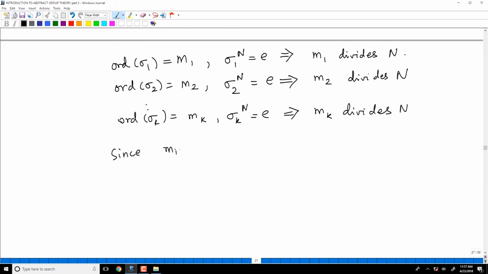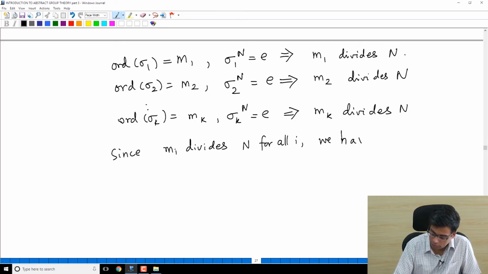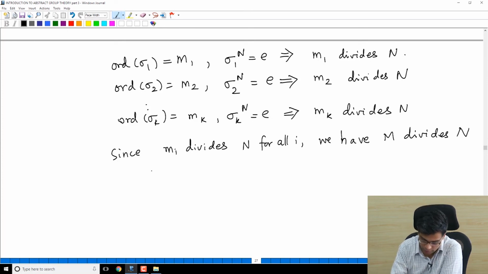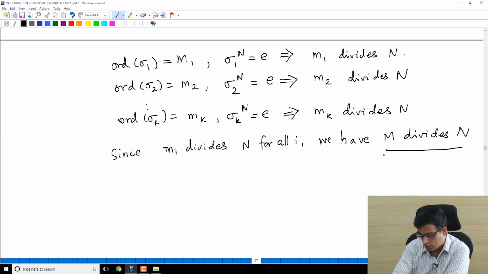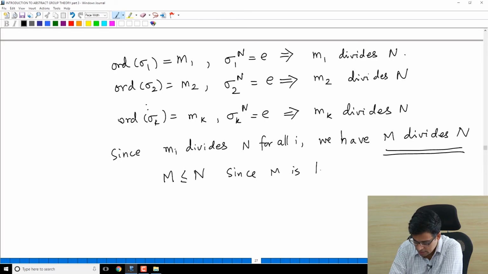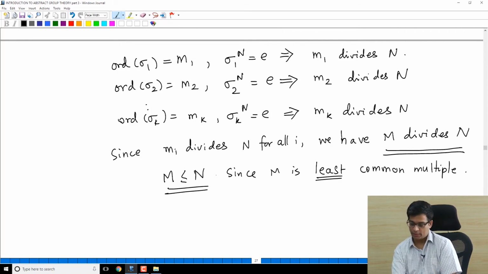Since each mi divides n for all i, we have the LCM divides n. See, if each mi divides n, n is a common multiple of the mi, right? But capital M is the least common multiple, and the property of least common multiples is that the least common multiple divides all other multiples. And in fact, even if you are not familiar with this, M is the least common multiple and n is a multiple, so we must have this. We only need this for the moment. Capital M is the least common multiple, n is a multiple, so M is less than or equal to n.